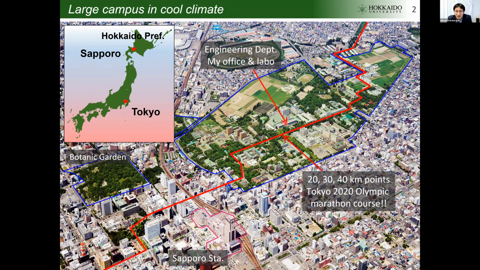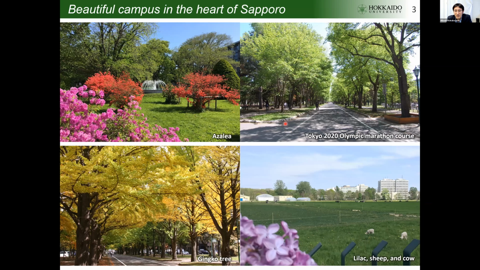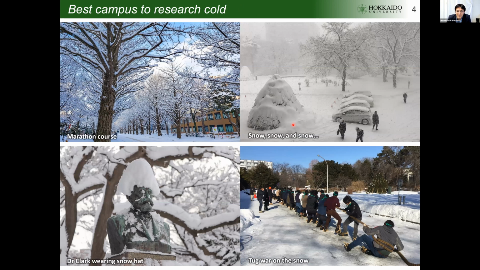Then these are pictures of my university, with many flowers, trees, and nature. And yeah, this is actually the Tokyo 2020 marathon course. So the condition of the road surface is the best ever. And in winter, we have a lot of snow like this, and we cannot run the marathon course anymore. And we do some activities like tug of war on the snow. And anyway, this is one of the best places to study cold environments.